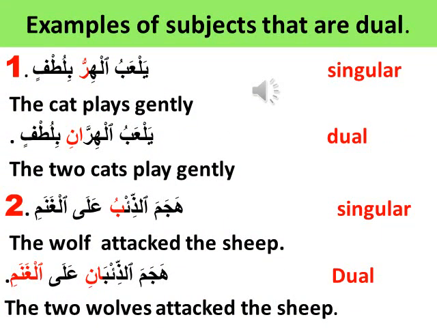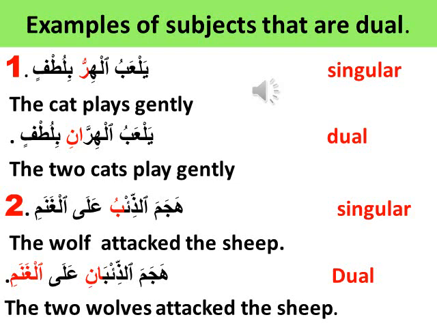Here are two examples of subjects that are dual. يلعب الحر بلطف. In singular form, the subject al-hirru ends in a double dammah. However, in dual form, the subject gets ani added to the end of it. Hirrani. يلعب الحران بلطف.